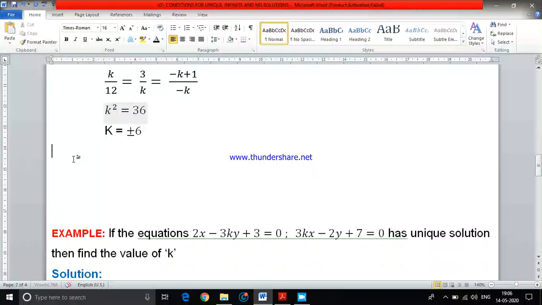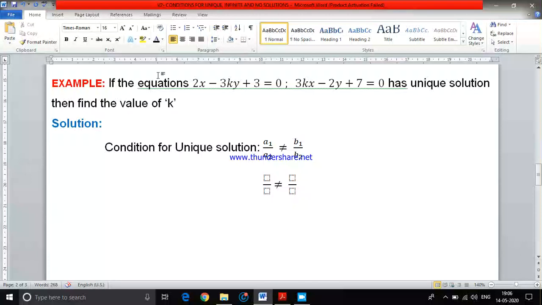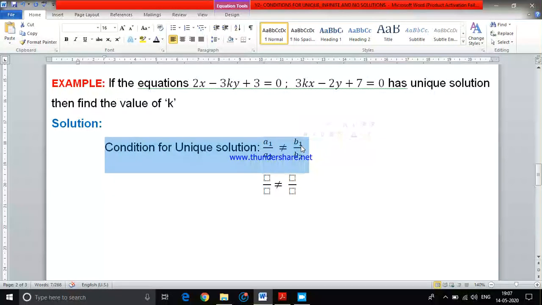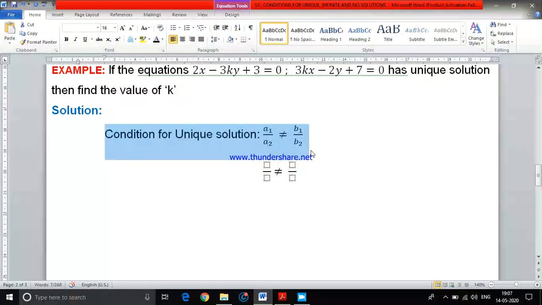Let me bring it to the top. What does example 2 say? If the equations 2x minus 3ky plus 3 equals 0, this is one equation, and 3kx minus 2y plus 7 equals 0 have a unique solution, then find the value of k. The condition for unique solution is a1 upon a2 is not equal to b1 upon b2. If it is a 2 mark or 3 mark question, you have to write this step also. If it is a 1 mark question, no need to write.